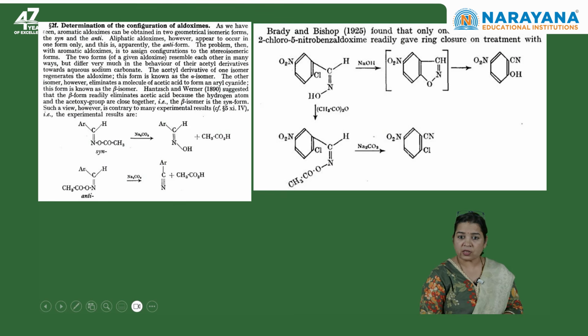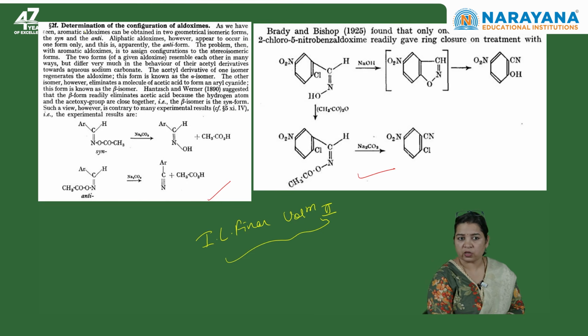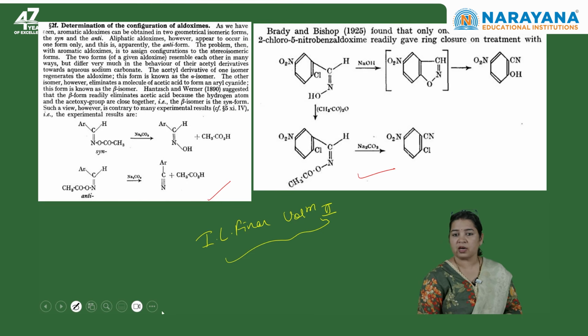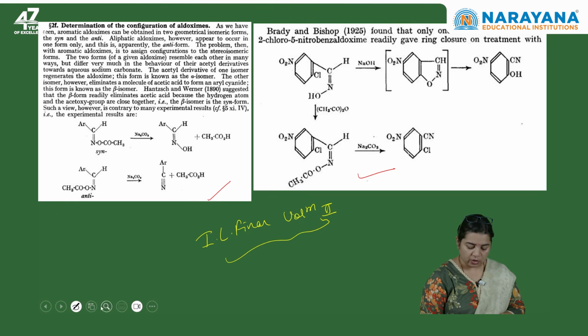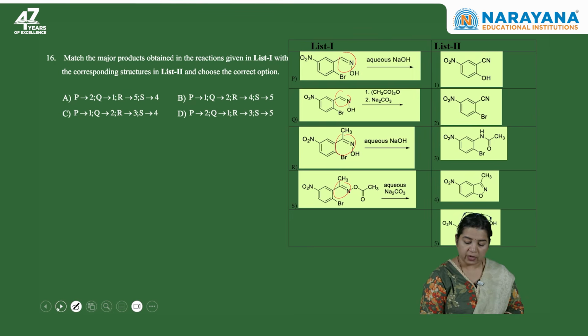Now, as far as the basic medium is concerned, you will find the full detail of the entire question in I.L. Finar volume 2, under the topic determination of configuration of aldoximes, and in continuity for 2-3 pages you will find ketoximes also. Directly evident. See, Na2CO3, NaOH. Where is NaOH? Here NaOH. Now let me explain how the question is carried out, what they have done.